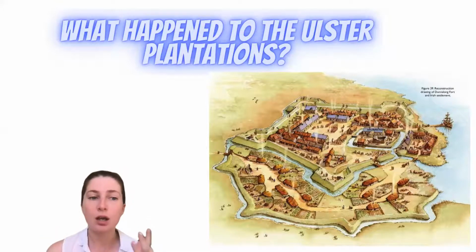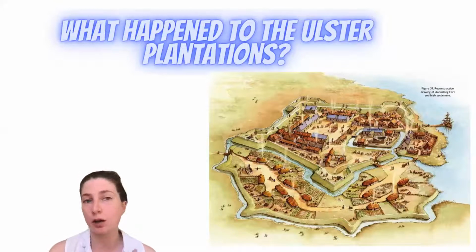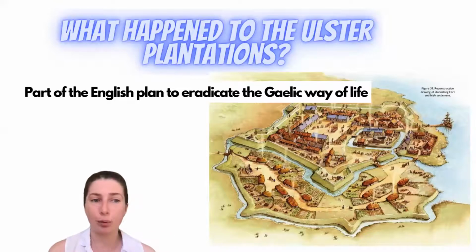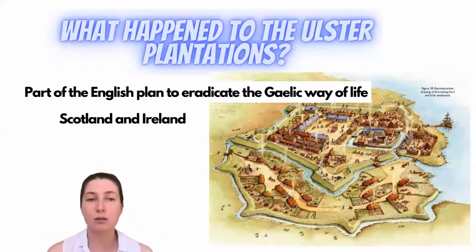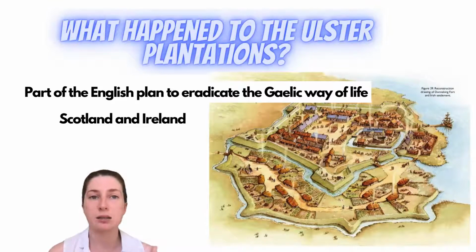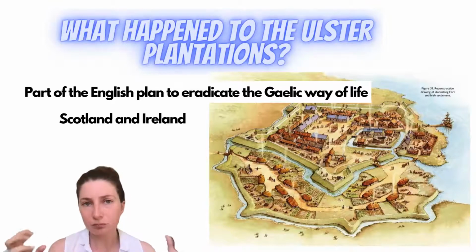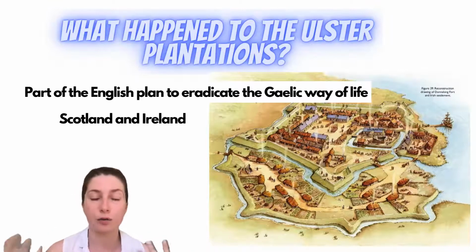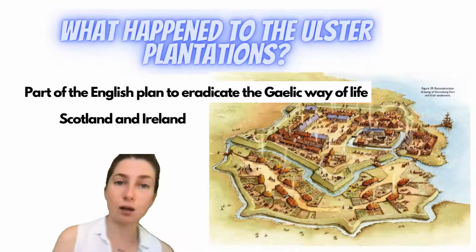The Ulster Plantations can often be grouped with the event of the Highland Clearances because they were both part of an English plan to eradicate the Gaelic way of life. This way of life existed both in Ireland and in Scotland. That's why sometimes we view these events as comparative, because in both cases the British were essentially using force and power to eradicate traditions and cultures and crush the spirit of the Gaelic way of living in Ireland and in Scotland.